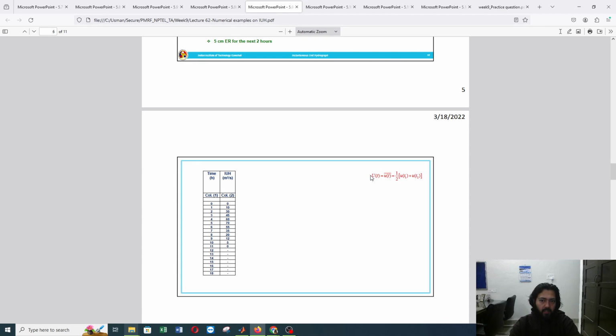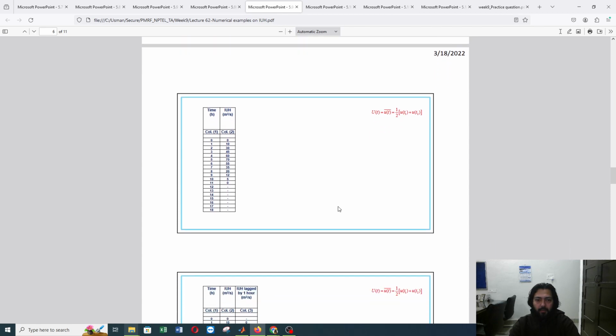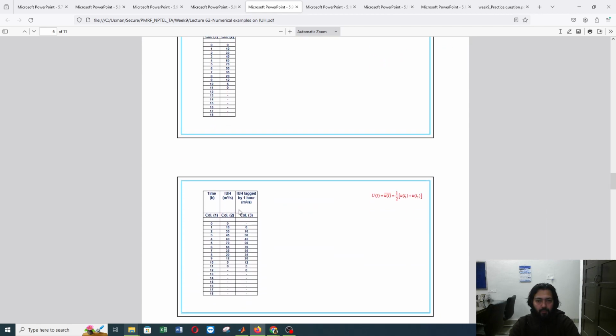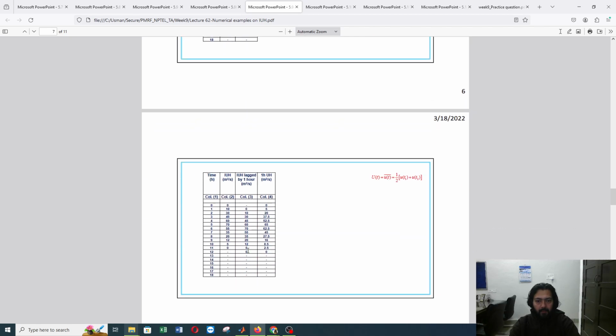If you look at this, this is nothing but the relationship between instantaneous unit hydrograph and unit hydrograph. So if we want to derive the unit hydrograph, we are going to take the average of ordinates of the instantaneous unit hydrograph. So this is the ordinate of the IUH. We have lagged it by 1 hour. Then we have got the 1-hour unit hydrograph. How did we get the 1-hour unit hydrograph? By taking the average of these two. So (10 plus 0) divided by 2 will give us 5. (30 plus 10) divided by 2 will give us 20. So this is how we got the 1-hour unit hydrograph.